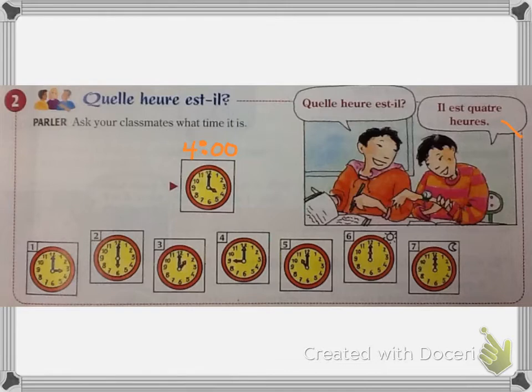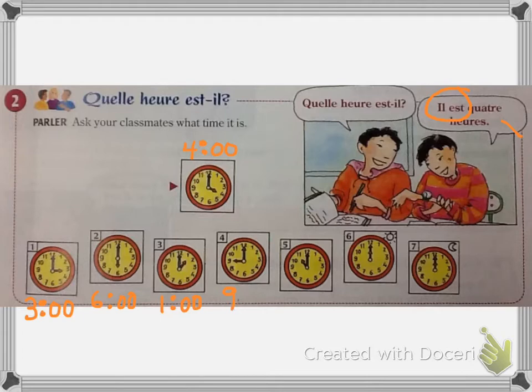What part of the answer will be in every answer? Hopefully you said il est, right? All of our answers are going to start il est. Now, to make sure you can read these clocks okay, this one is 3 o'clock. This is 6 o'clock. This is 1 o'clock.